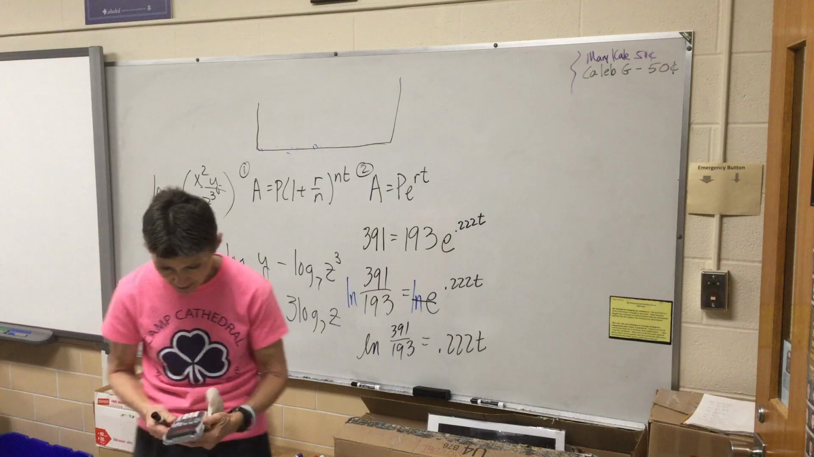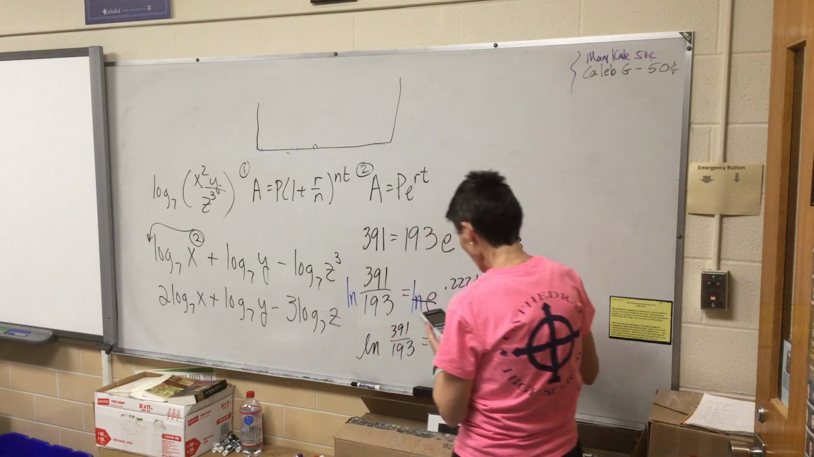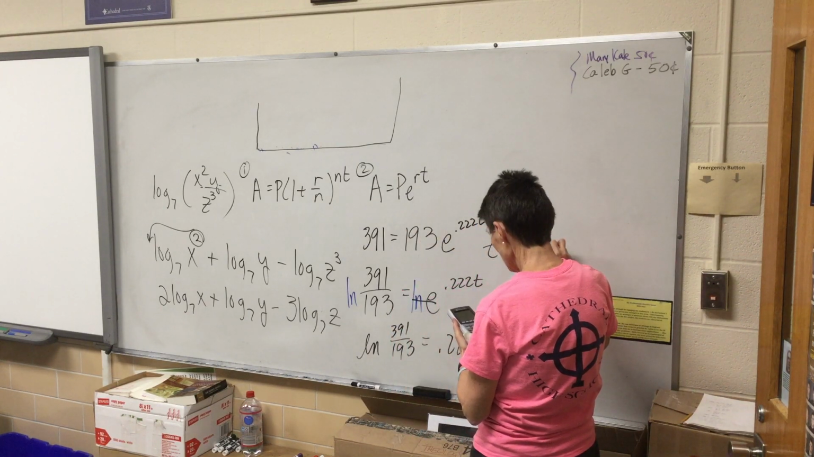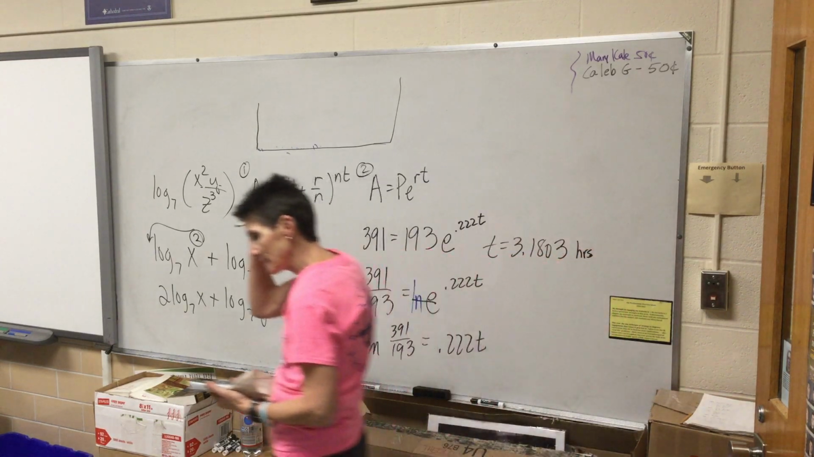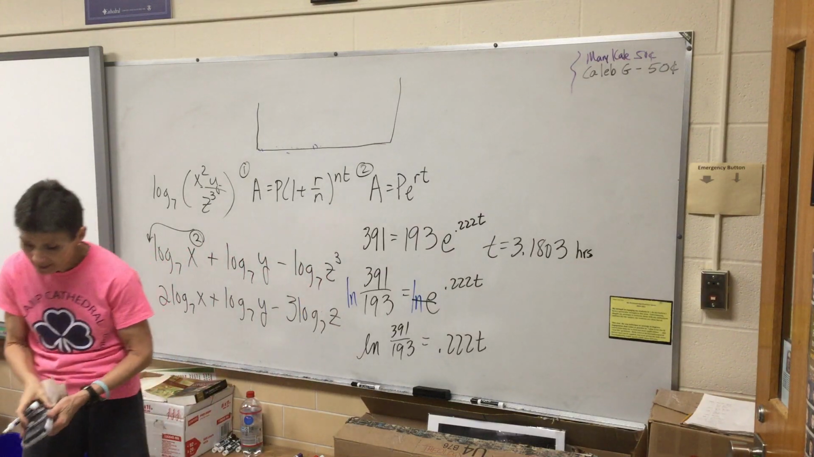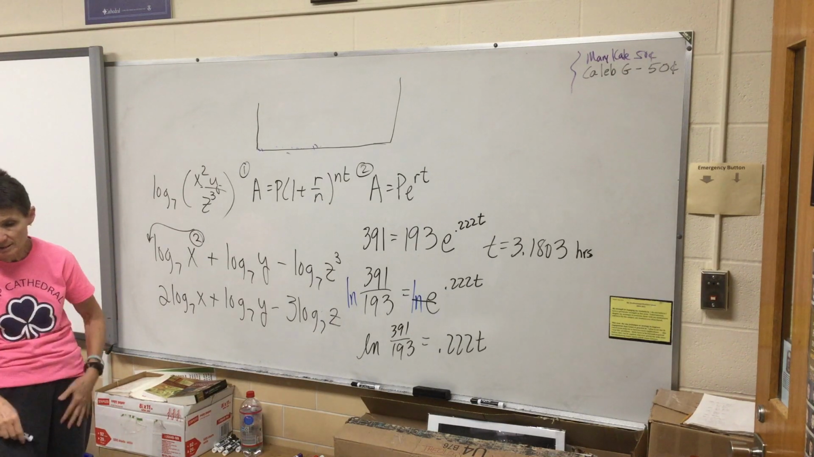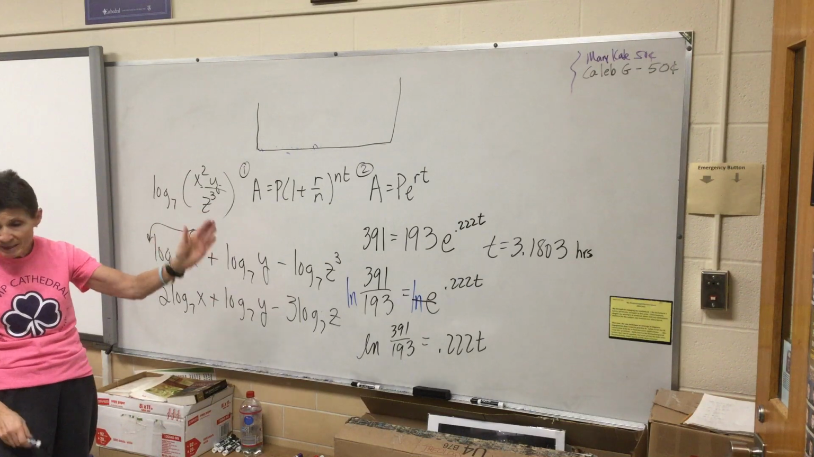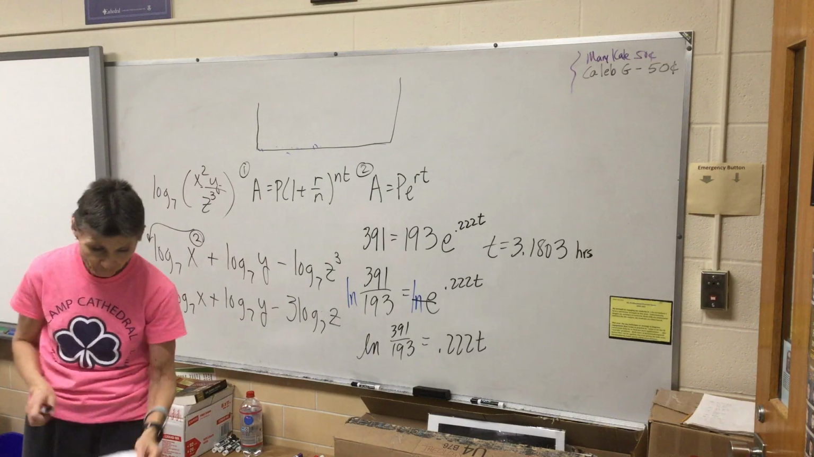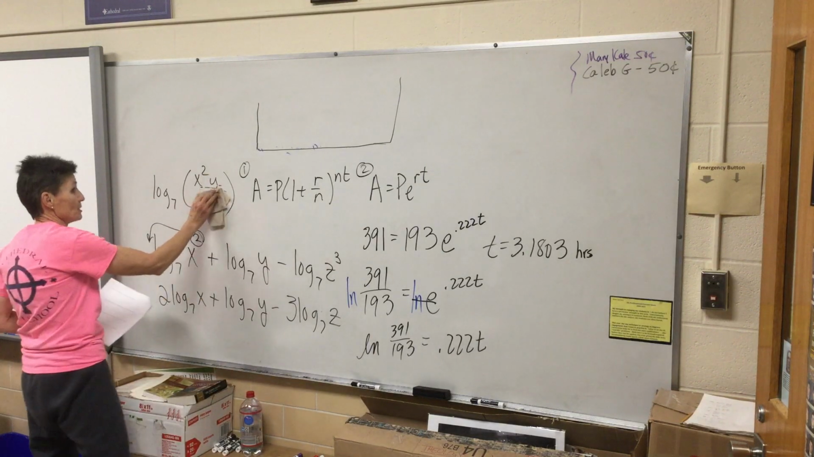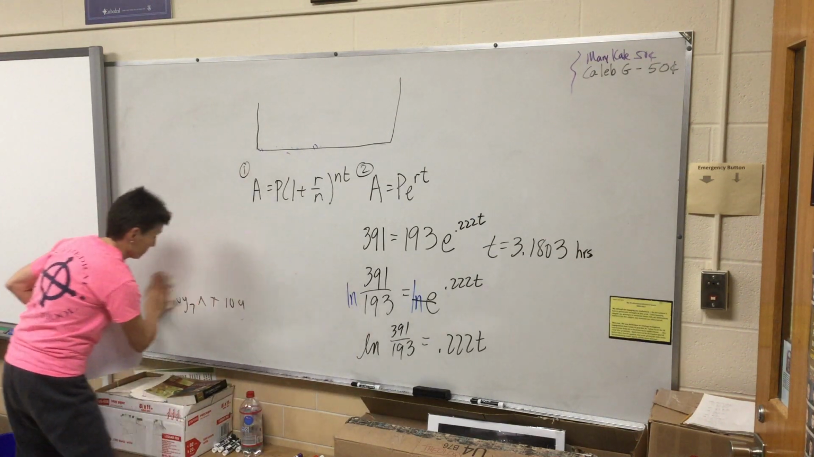And I got 3.1803, and I'm just going to say hours. It could be minutes, it could be days, it could be years. I didn't put any unit in the problem, so you don't know, but I want you to get in the habit of putting units on your answers. So hours, minutes, days, years, whatever you want, there's a time unit on that. Any issue? Okay.